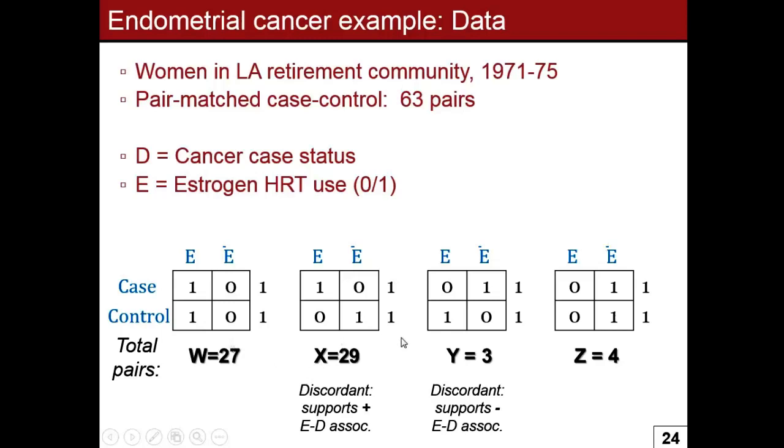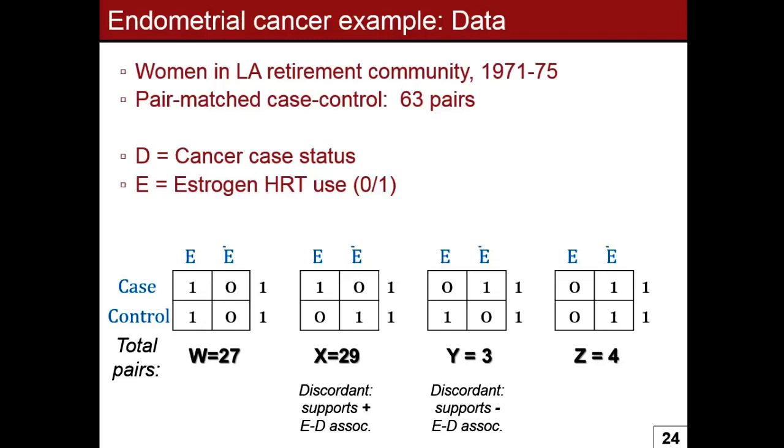Because we have 27 situations where both the case and the control are exposed. And then here you see that 29 pairs of women have a situation where the case is exposed and the control is not. And then only 3 in the opposite situation where the control was exposed, but the cancer case was unexposed. You should just eyeball this and say, that's quite an imbalance. We have 29 saying yay association and 3 saying nay to the association.